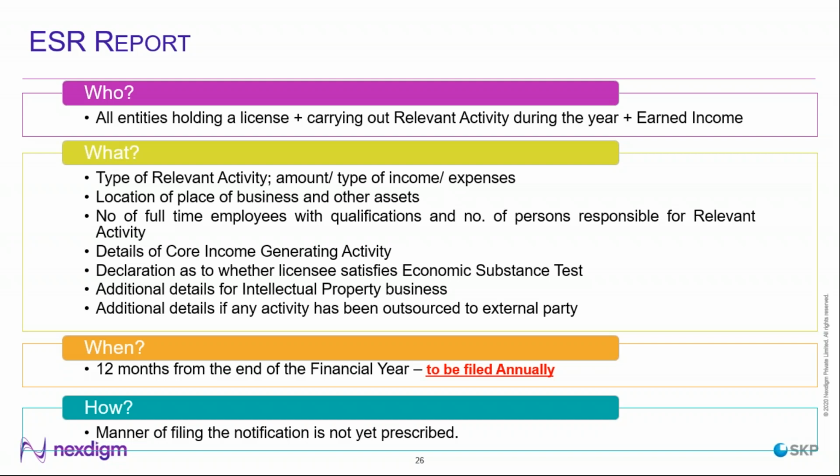In a similar manner, if there are any additional details with respect to intellectual property, like I mentioned, the entities which are deriving income from IP related assets or IP related transactions have to do an additional substance test, and they have to demonstrate that those relevant activities or the relevant core income generating activities are all performed in the UAE itself. The timeline for this is 12 months from the end of the financial year. So let's say for the first year of applicability, which is 2019, the deadline for filing the detailed ESR report will be December 2020. And similar to notification, the manner of filing the ESR report has not yet been prescribed.